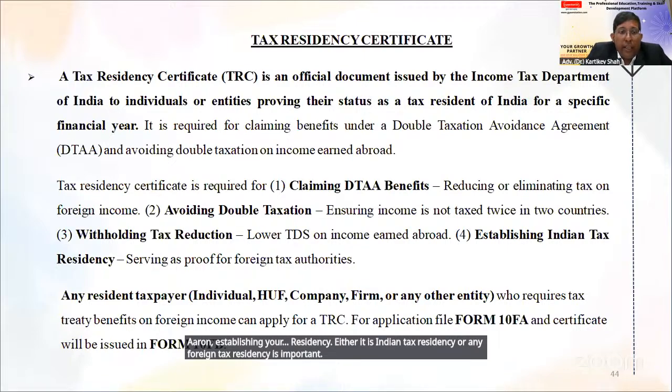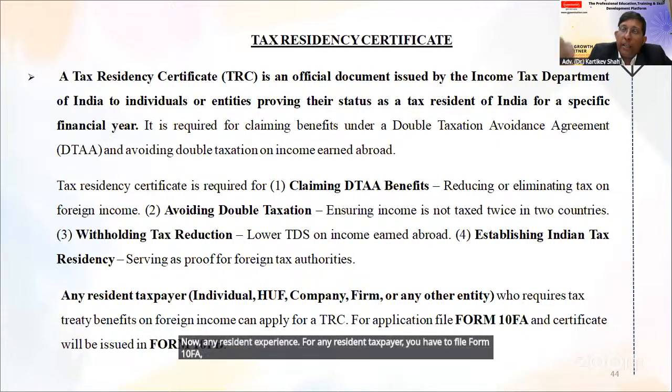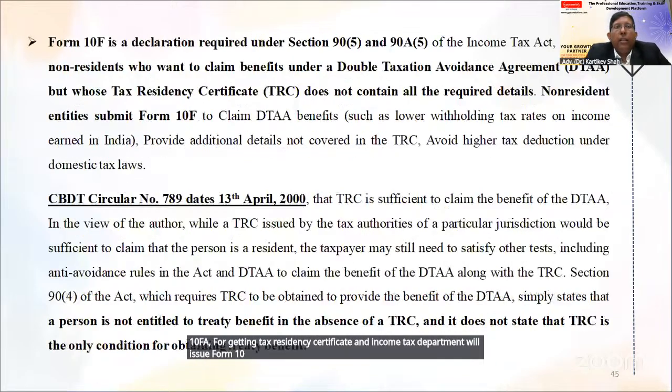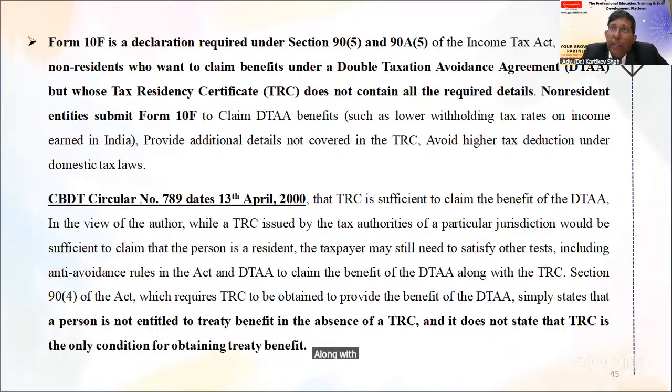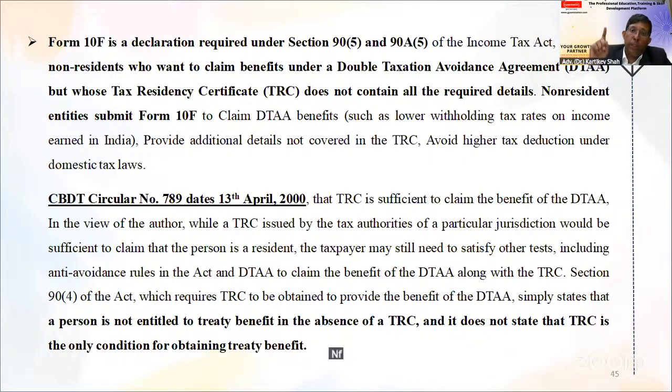Now, for any resident taxpayer, you have to file Form 10FA for getting a tax residency certificate, and the Income Tax Department will issue Form 10FB, right? And if you are a non-resident, then along with the tax residency certificate of your own country, meaning your foreign country, you have to file Form 10F to claim all the DTAA benefits. So Form 10FA is for an Indian resident taxpayer, and you will get the certificate in 10FB, and 10F is specifically for the non-resident to take the benefit of DTAA.